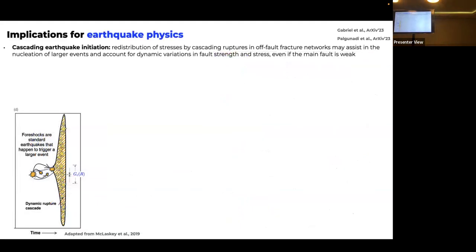Now, this has implications for earthquake physics. For example, we can think about different earthquake initiation mechanisms. This is an adaptation from the McClaskey paper in 2019, where we're saying that maybe this kind of dynamic rupture cascades could be one mechanism for how stresses can be redistributed by cascading ruptures in these networks and can assist in nucleation of larger events, even if the main fault is very weak.